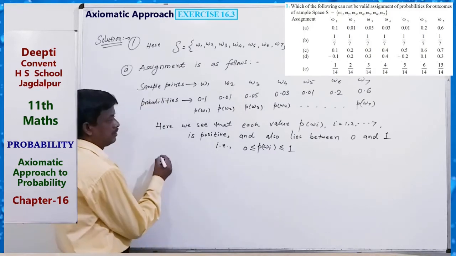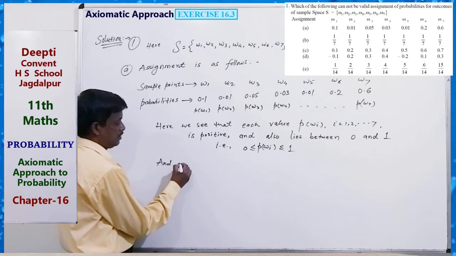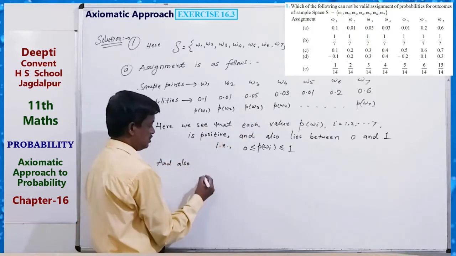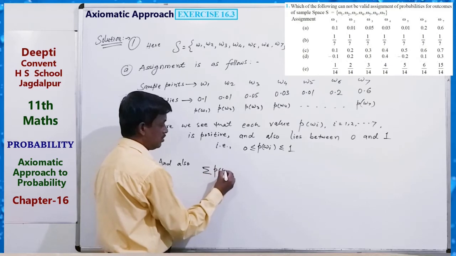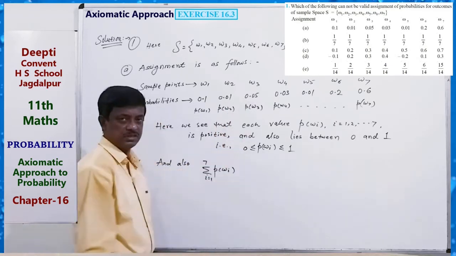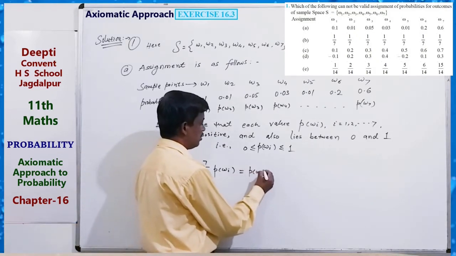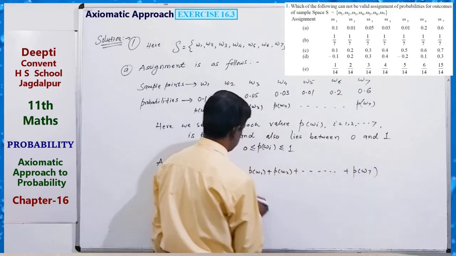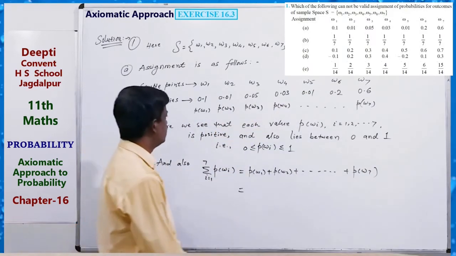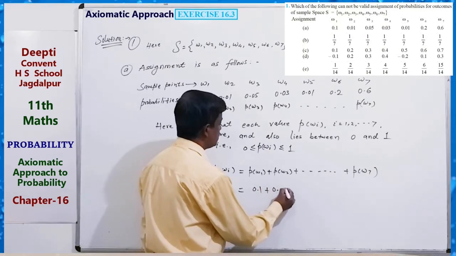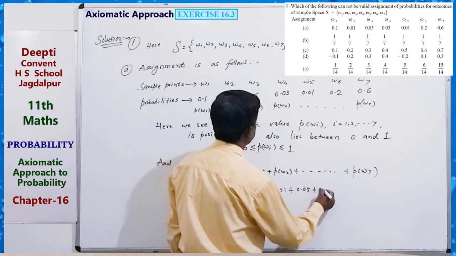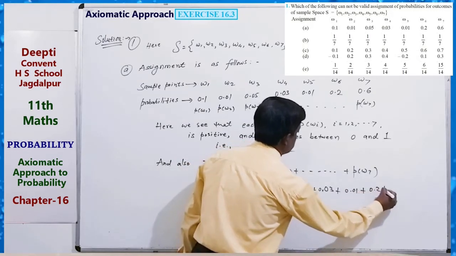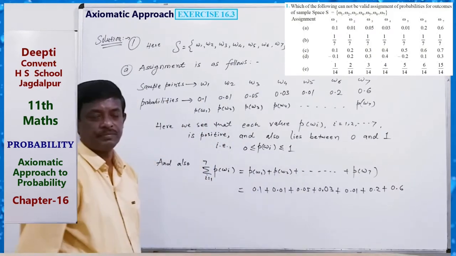Now the second condition: the sum of the total values, the sum of P omega I for I equals 1 to 7. Here the 7 values are this. So this is equal to P omega 1 plus P omega 2 plus up to P omega 7, just the sum of this total. So 0.1 plus 0.01 plus 0.05 plus 0.03 plus 0.01 plus 0.2 plus 0.6. Just the sum of this.